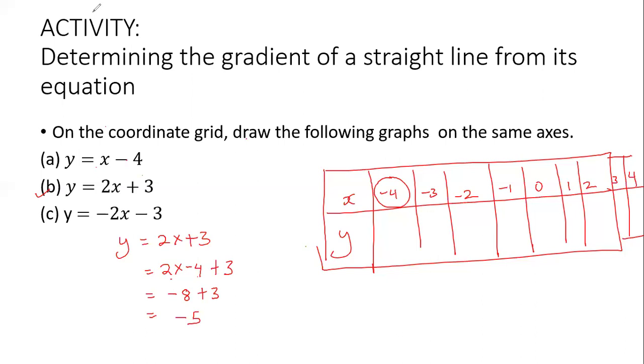Okay, now can we keep on substituting? Now put in -3 and get the next values. So remember, you first deal with this: 2 times -3 is -6, plus 3. And you end up with that answer in the chart.